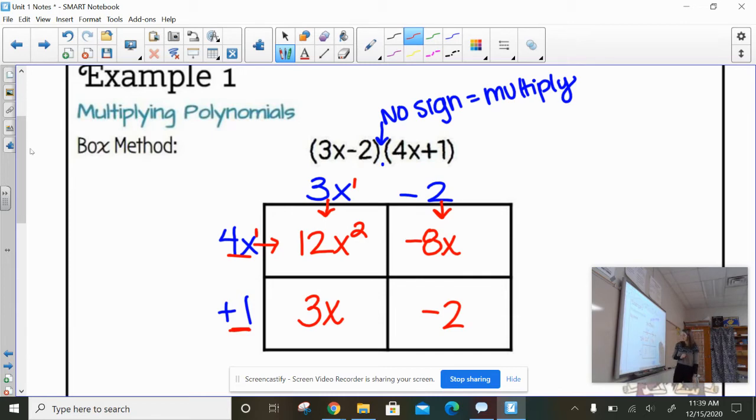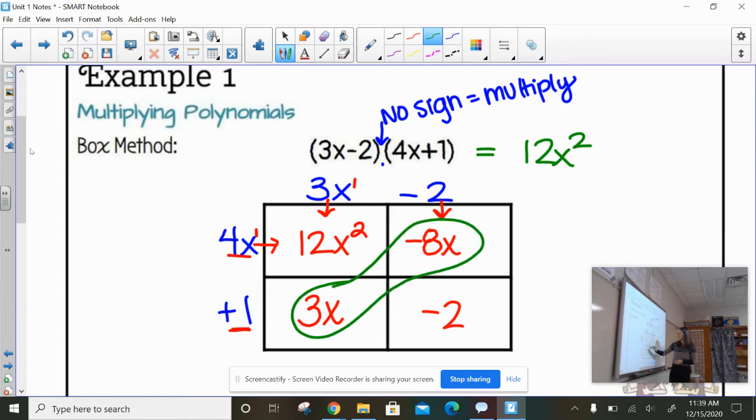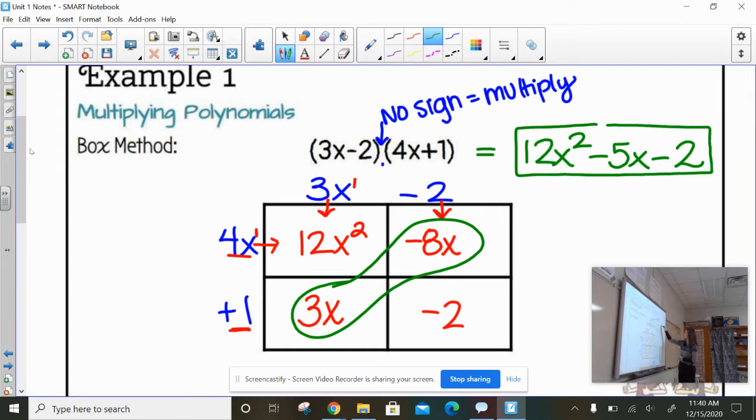Okay. All right, so from here, you just want to look for your like terms. So my 12x squared, I do not have another x squared. So I'm going to go ahead and write that outside of the box. But my 3x, I have another x up here. So those right there are like terms, and I must combine those. So this is 3x minus 8x. 3 minus 8 will give you a negative 5x. And then the negative 2 will come to the end, and this is your final answer.